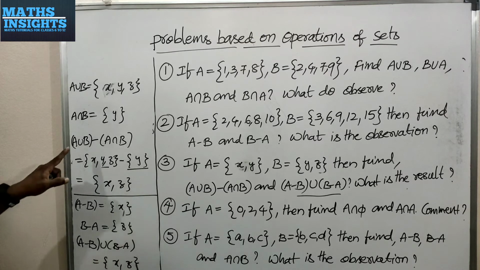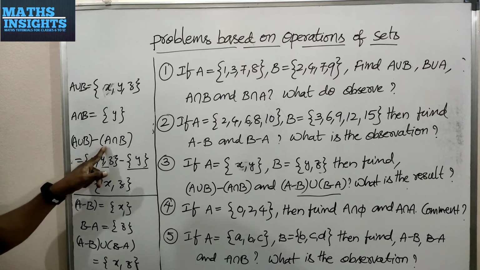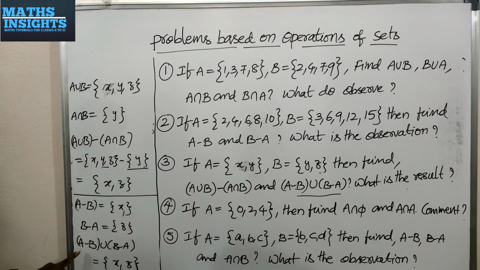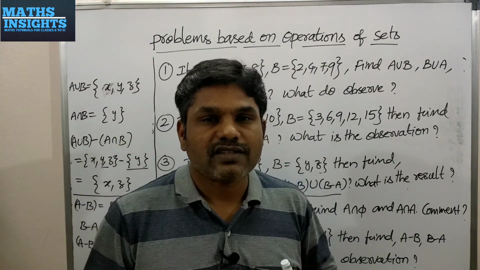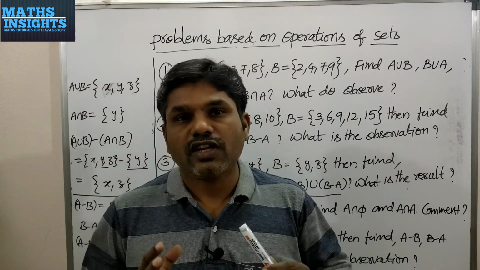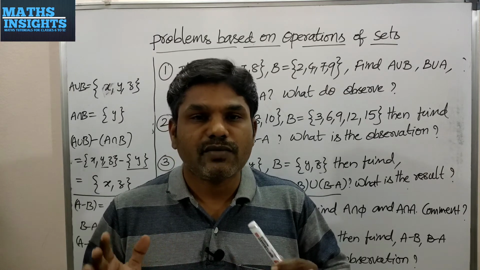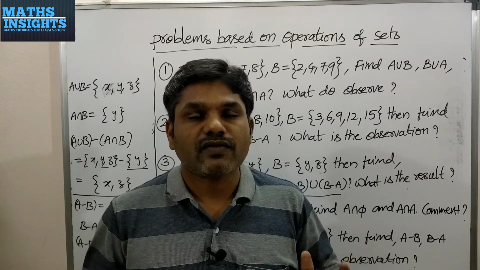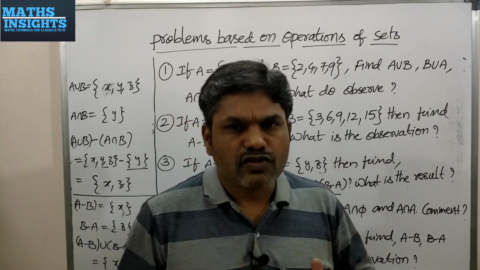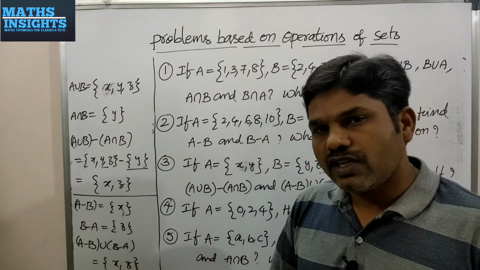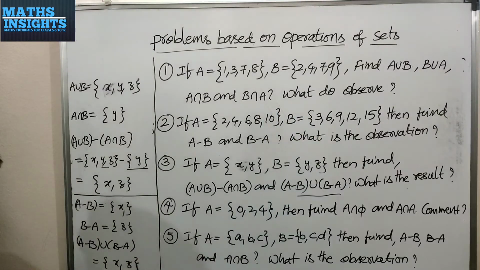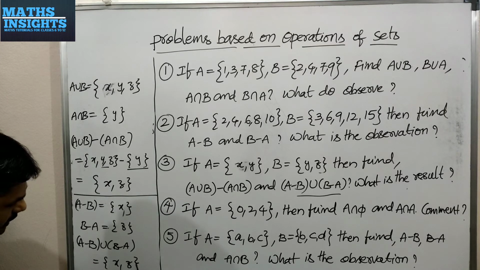What you observe? A union B minus A intersection B is equal to A minus B union B minus A. You know very well that A union B minus A intersection B is the symmetric difference of two sets A and B, and also the symmetric difference in another way you may represent it as A minus B union B minus A. Therefore you may write it as A delta B is equal to B delta A also.